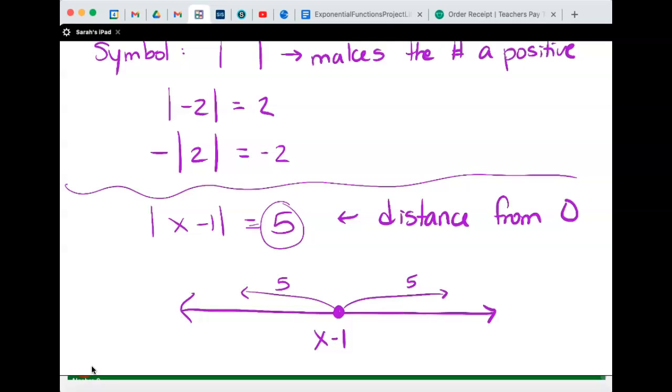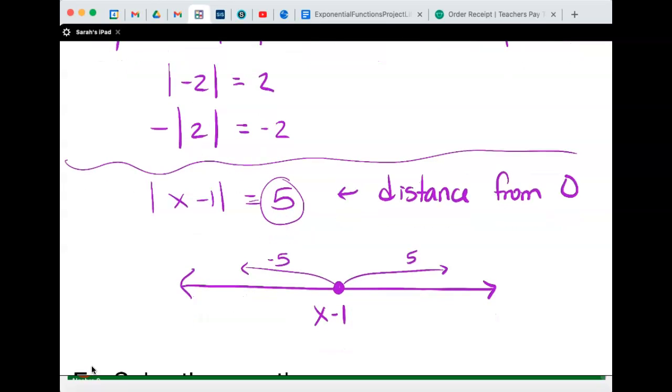Okay, so distance is always positive, but when we write our equation, since I'm going to the left on my number line, it's going to be -5. Even though I'm putting the negative sign, I have 2 equations. One in the positive direction, x minus 1 equals 5. One in the negative direction, x minus 1 equals -5. So with absolute value equations, we should have 2 solutions because we can go forward and we can go backwards.